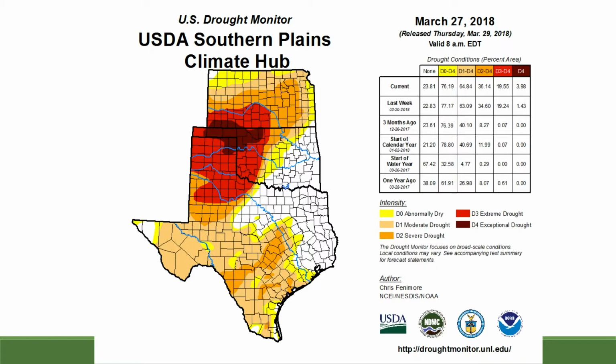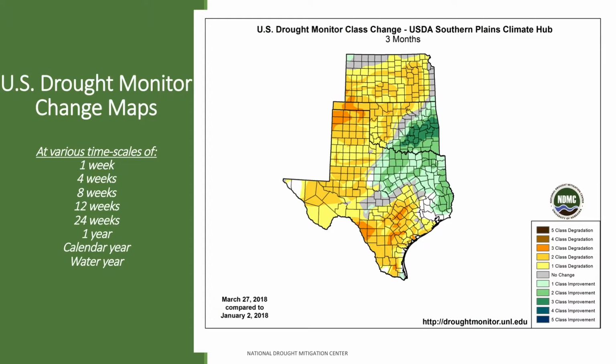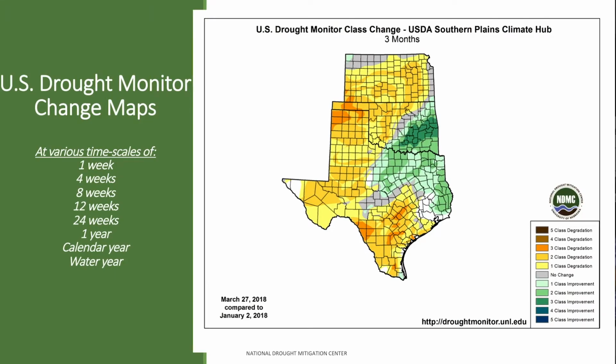The change maps have been a great addition. This allows us to pull up any of these different time frames that I show here on the left and compare what the drought monitor looked like from the current period back to that period. So just for this example, I did a 3-month change map. And we can definitely see in the yellows and oranges and browns, that's showing where drought has gotten worse during that 3 months. In the greens and blues, that's showing where drought has improved during that time frame.